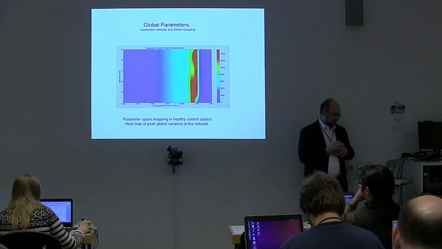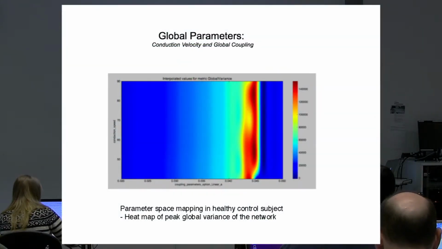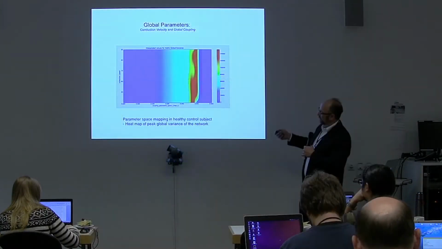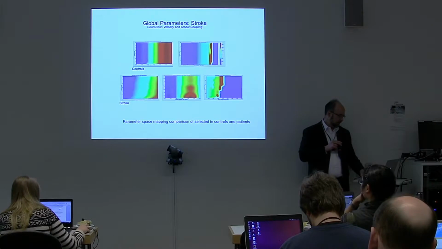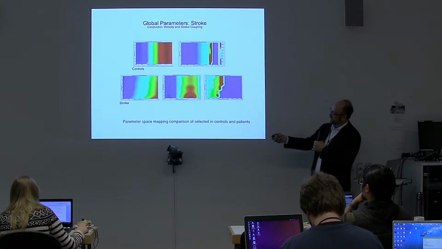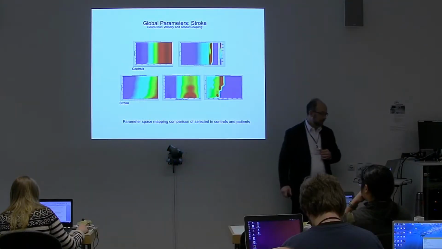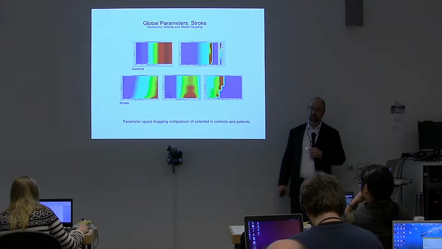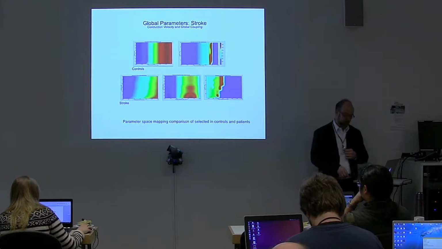Just getting back again to the controls, we've got the global parameters again, coupling and conduction velocity. This is a different control than I showed you previously, a much narrower area in terms of coupling, in terms of the optimal fit. Here we have another control subject, the one I showed you before, and then 3 examples from stroke individuals. You see that the global properties are quite different in terms of the network dynamics that are enabled in the stroke individuals. In this particular study, there were 35 stroke individuals and a comparable amount of age-matched controls.